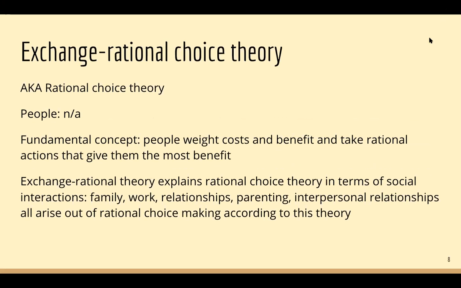Okay. The fifth theory is called exchange rational choice theory, sometimes called just exchange theory, sometimes called rational choice theory, mostly referring to the same thing. Again, no people that you need to know associated with this. The concept is that people always weigh costs and benefits and then take the most rational action that gives them the biggest benefit. So it explains basically all social interactions: family, work, relationships, and any interpersonal relationships. According to this theory, all arise out of individuals gauging whether those relationships benefit them and taking the appropriate rational action after weighing those.